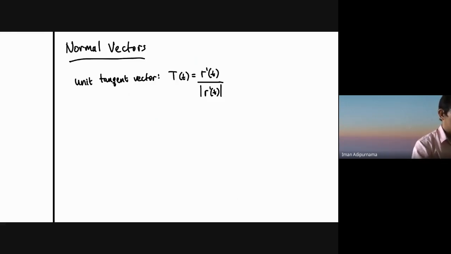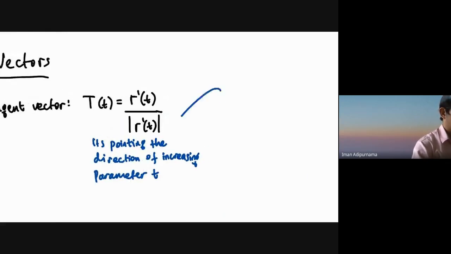And this means it's pointing the direction of increasing parameter t. Yeah, this is just showing that if you have this, then this is the t. It's pointing the direction of, if you increase the t, okay? It's showing you that.